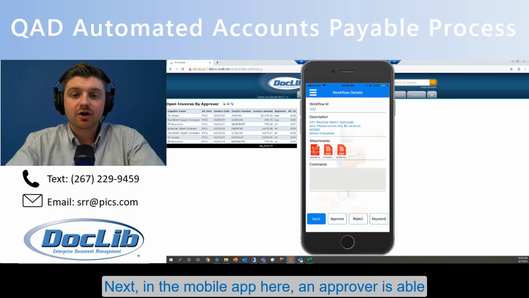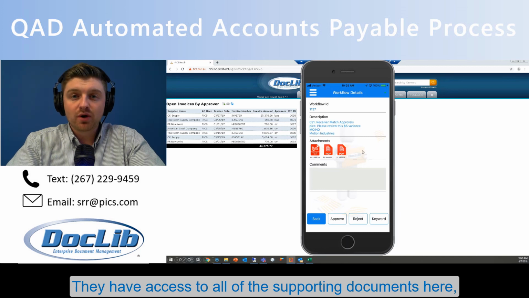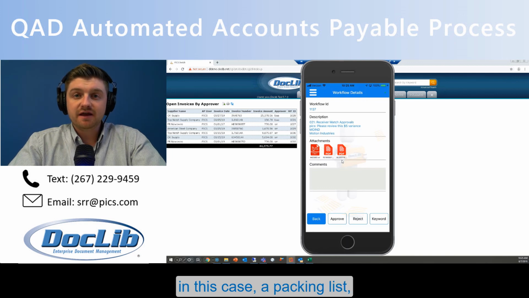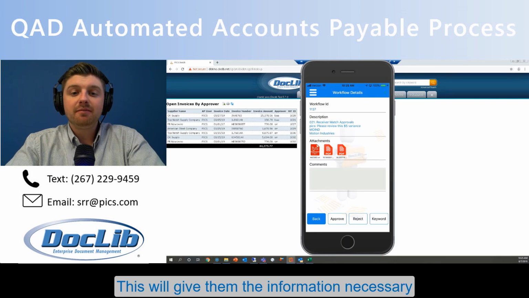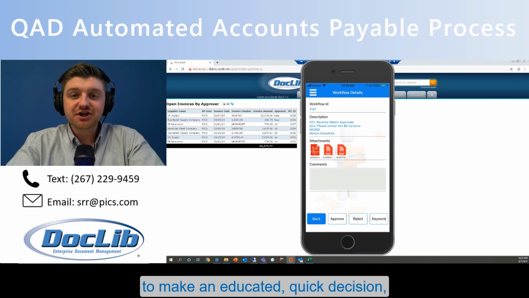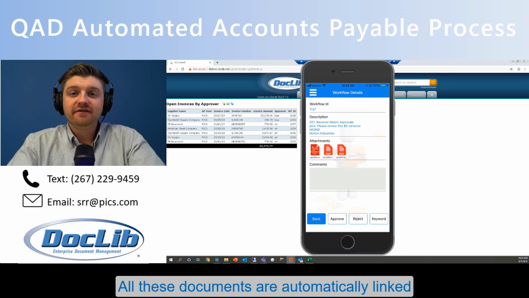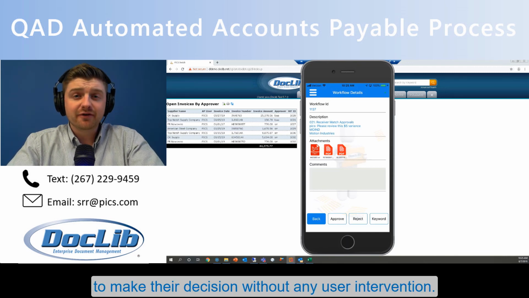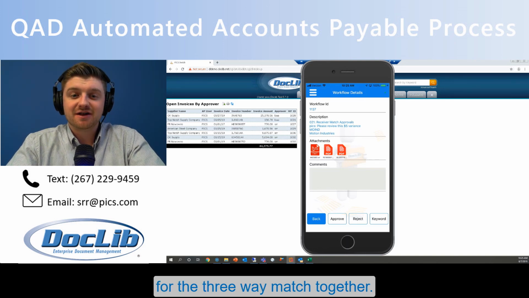Next, in the mobile app here, an approver is able to review a discrepancy in a 3-way match. They have access to all of the supporting documents here, such as a purchase order, a receiving document, in this case a packing list, and the actual invoice itself. This will give them the information necessary to make an educated, quick decision and to keep the invoice moving along in the process. All these documents are automatically linked and provided to this user to make their decision without any user intervention. No more AP people pulling all these documents for the three-way match together.